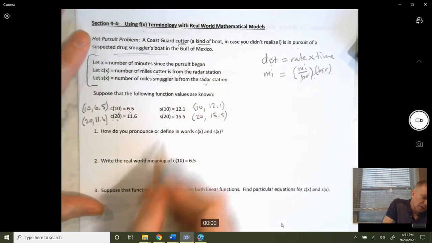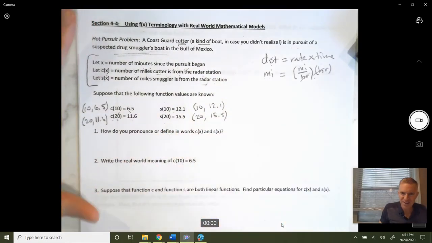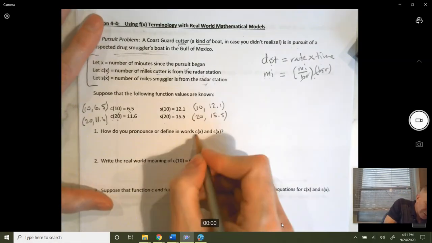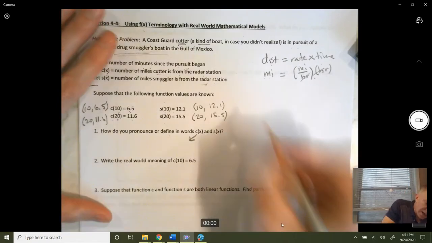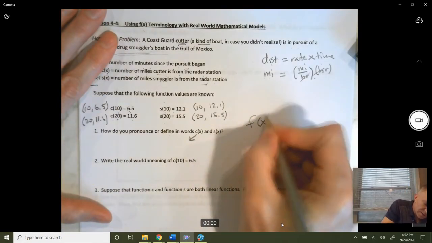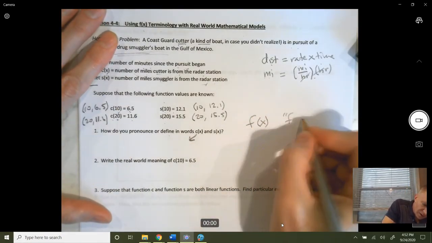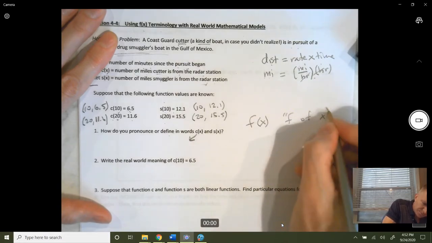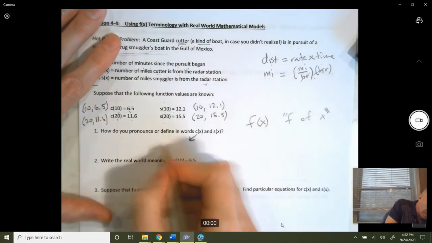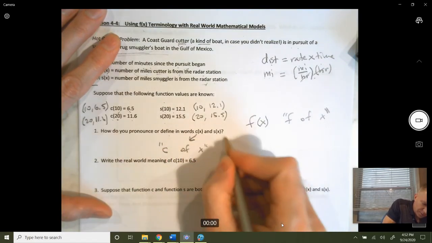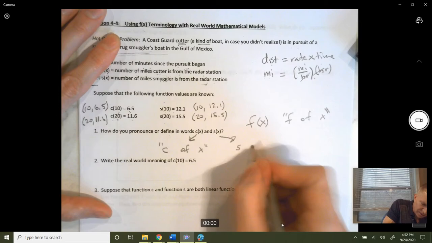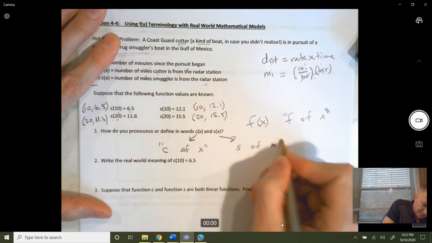Okay. How do you pronounce the words C of X and S of X? Some people want to say CX. It's like you say F of X. The way you say this is F of X. So the way you pronounce this is C of X. The way you pronounce this is S of X.